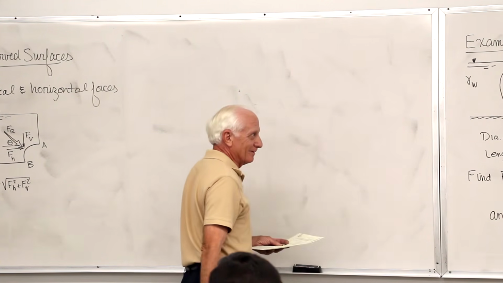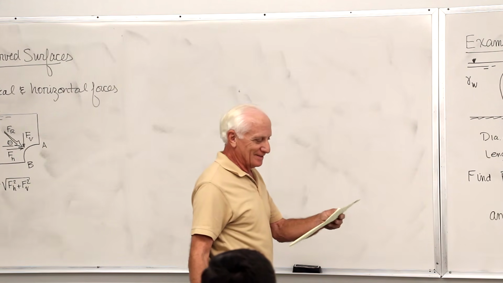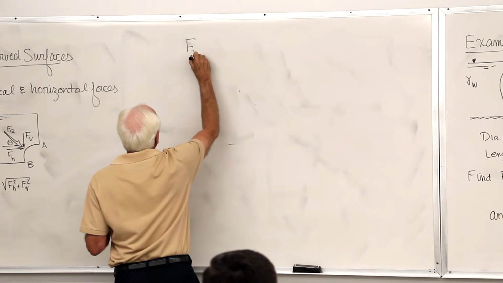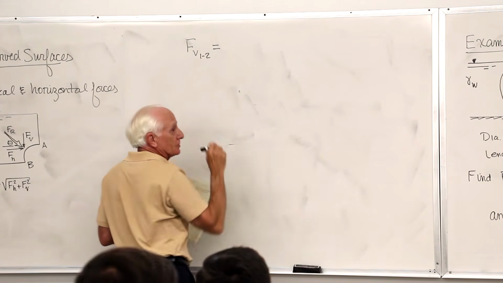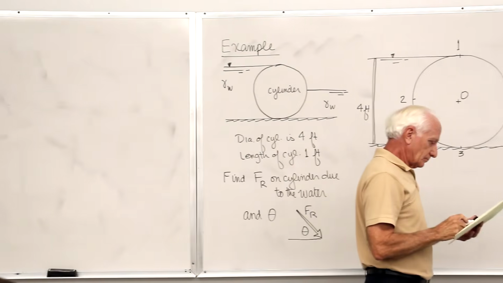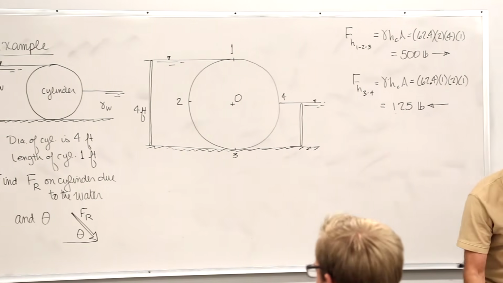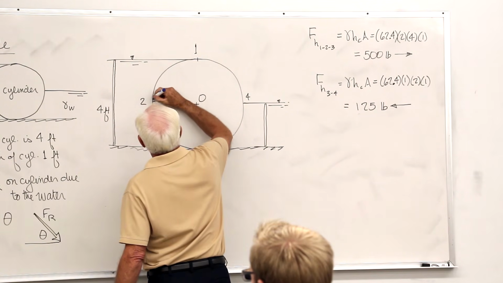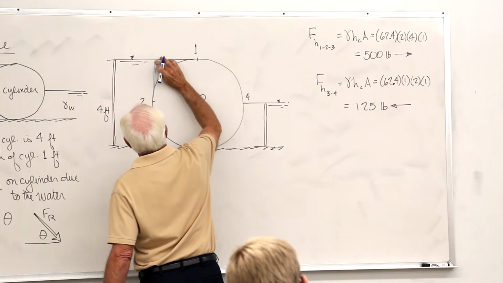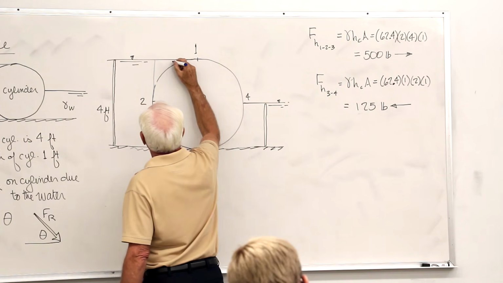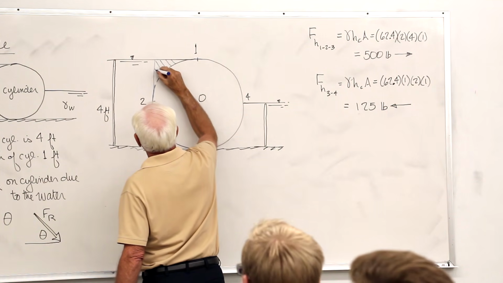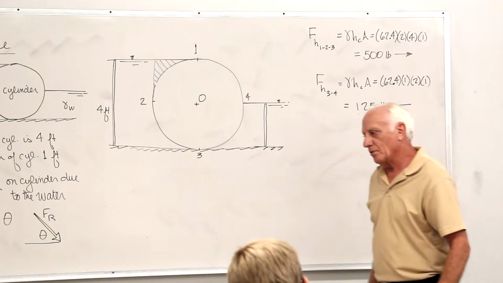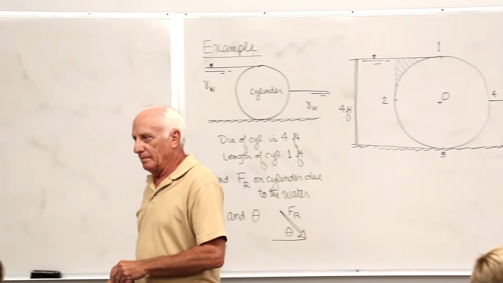Okay, now we'll do the vertical. I erased it, but I shouldn't have. I'll still tell you. F vertical on surface 1, 2. Here's the rule. Take curved surface 1, 2. Extend that curved surface to the free surface. Okay, there it is. The volume is the volume between the curved surface and the free surface. The vertical force is the weight of the water in the blue shaded area.